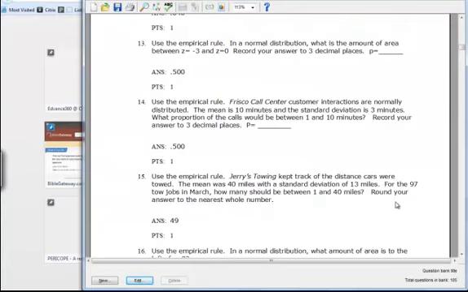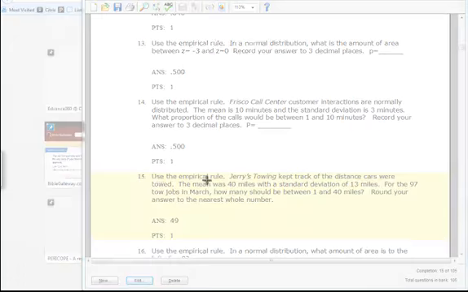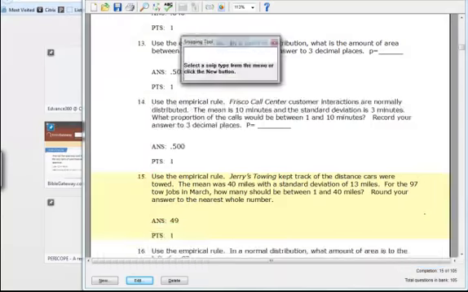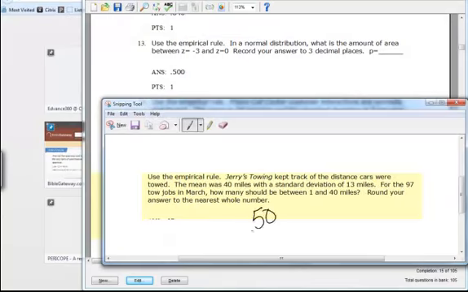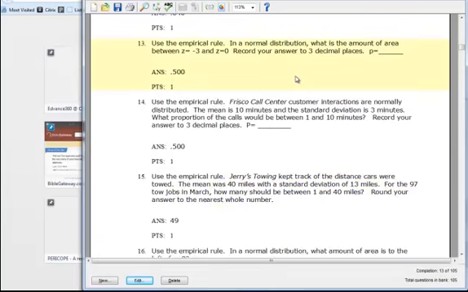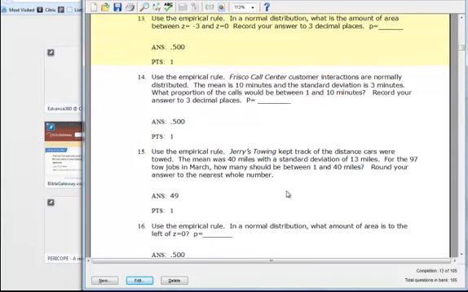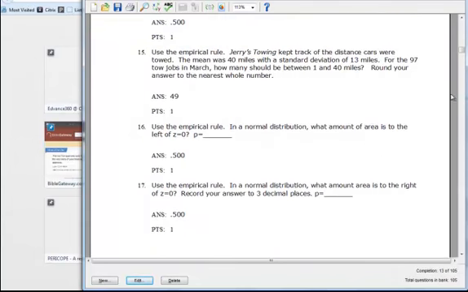And then the other thing that we have to do with that one is, since there were 97 tow jobs in March, that 50% that we just calculated, so it was 50% of 97. We want to know how many tow jobs that is. Well, 0.5 times 97 is 49, if you round to the nearest whole number. Next one.